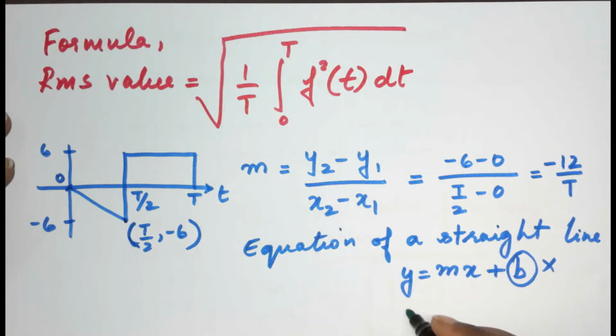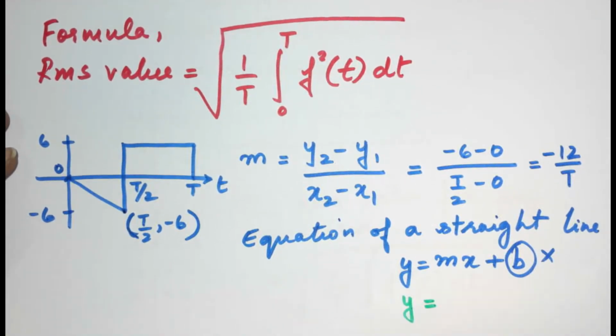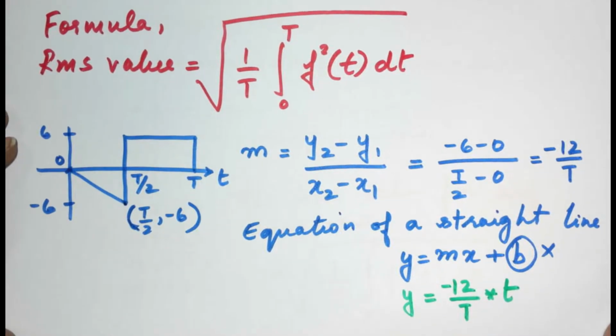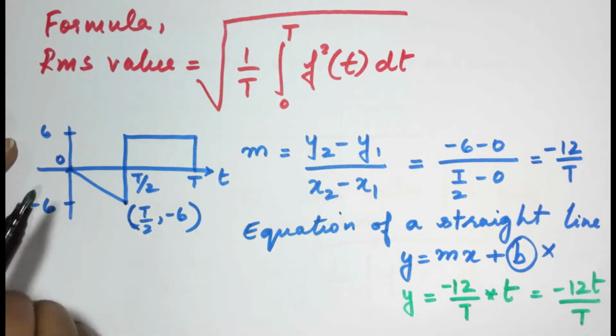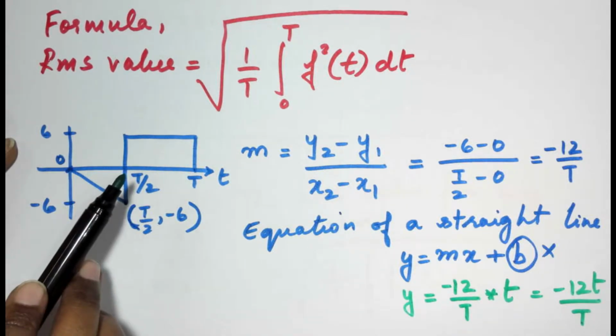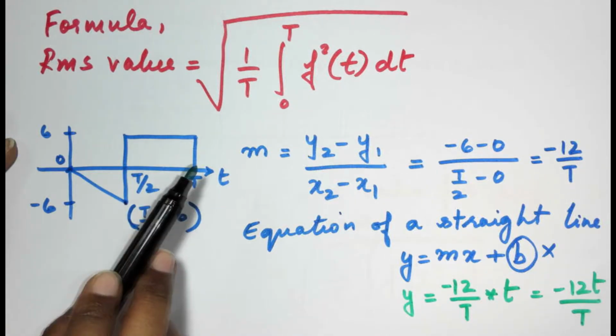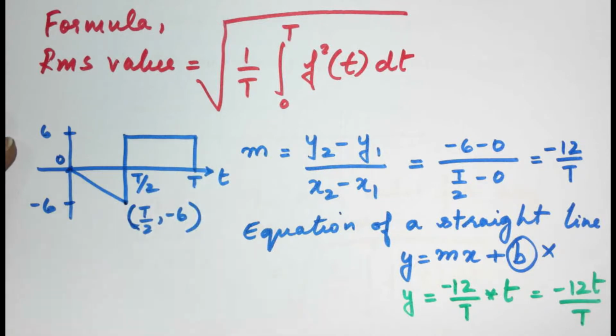So here the equation of the line in our problem, we will consider it to be y is equal to m, which is minus 12 by T, into t. Or we can just simply write this as minus 12t by T. So this is going to be the equation for our slope here from 0 to T by 2. And from T by 2 to T, the function is a constant, which is 6, because it is a straight line. Okay, let me just grab another sheet of paper and we'll write it down.